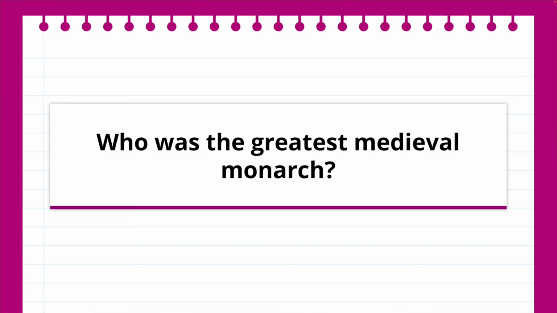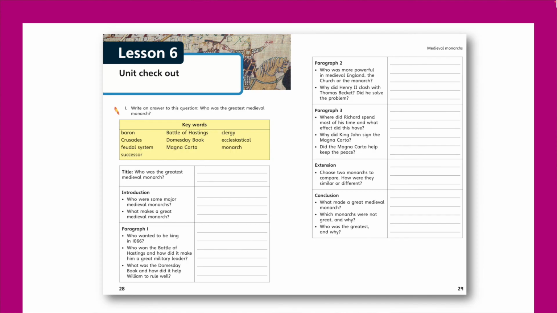And the final lesson, lesson 6, asks pupils, who was the greatest medieval monarch? Pupils will use their understanding of the major monarchs explored, alongside the characteristics of a great medieval monarch, to reach a conclusion of who was the greatest. This lesson could serve as an excellent precursor to a whole class debate.